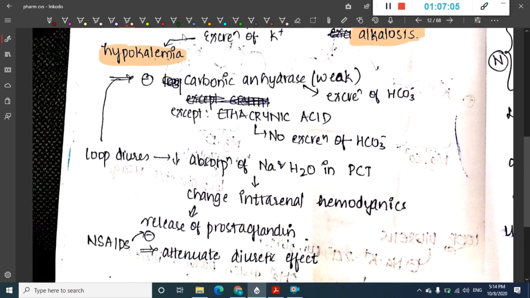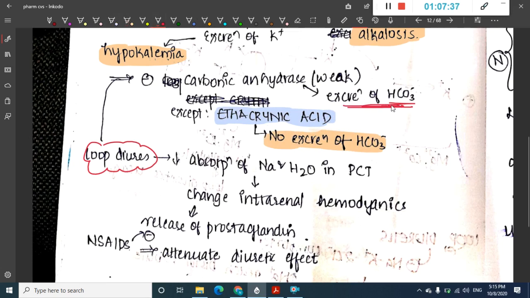Okay, there is one more action. These loop diuretics will also inhibit carbonic anhydrase. They have weak action of carbonic anhydrase inhibitors, so they excrete bicarbonate also. But there is one loop diuretic which does not have carbonic anhydrase activity, and that is ethacrynic acid. Because of that, ethacrynic acid has no excretion of bicarbonate. Normally there is excretion of bicarbonate, but with ethacrynic acid there is none.